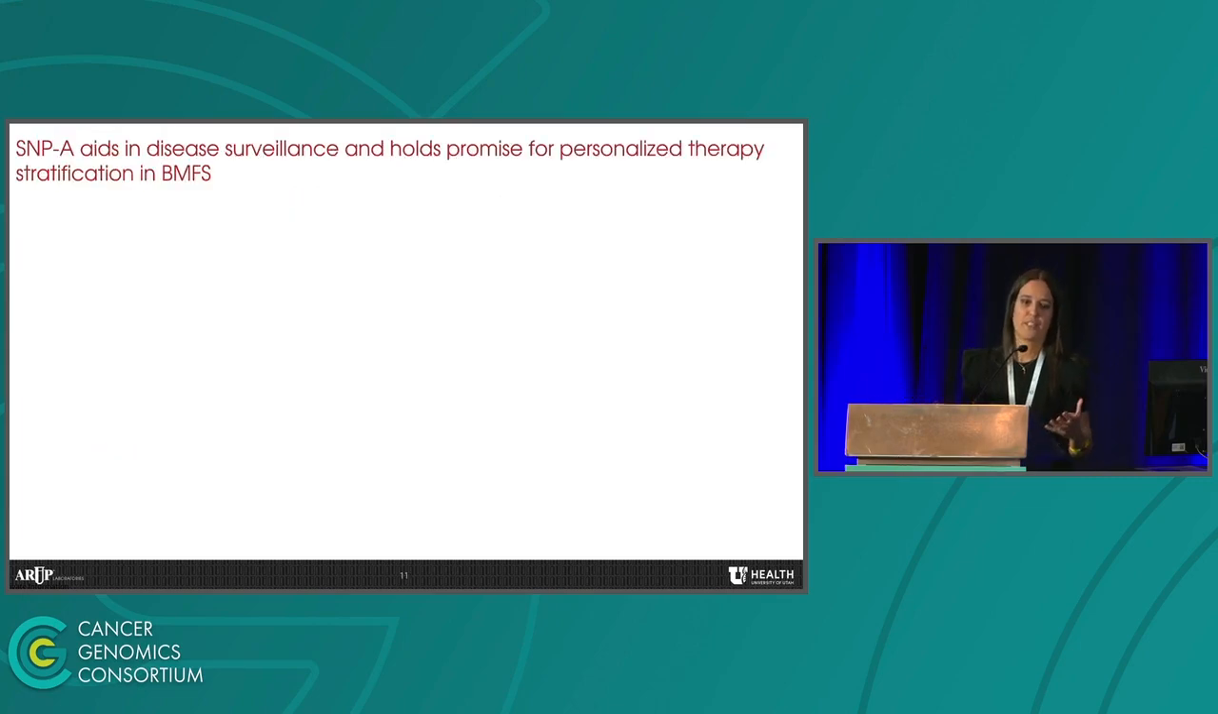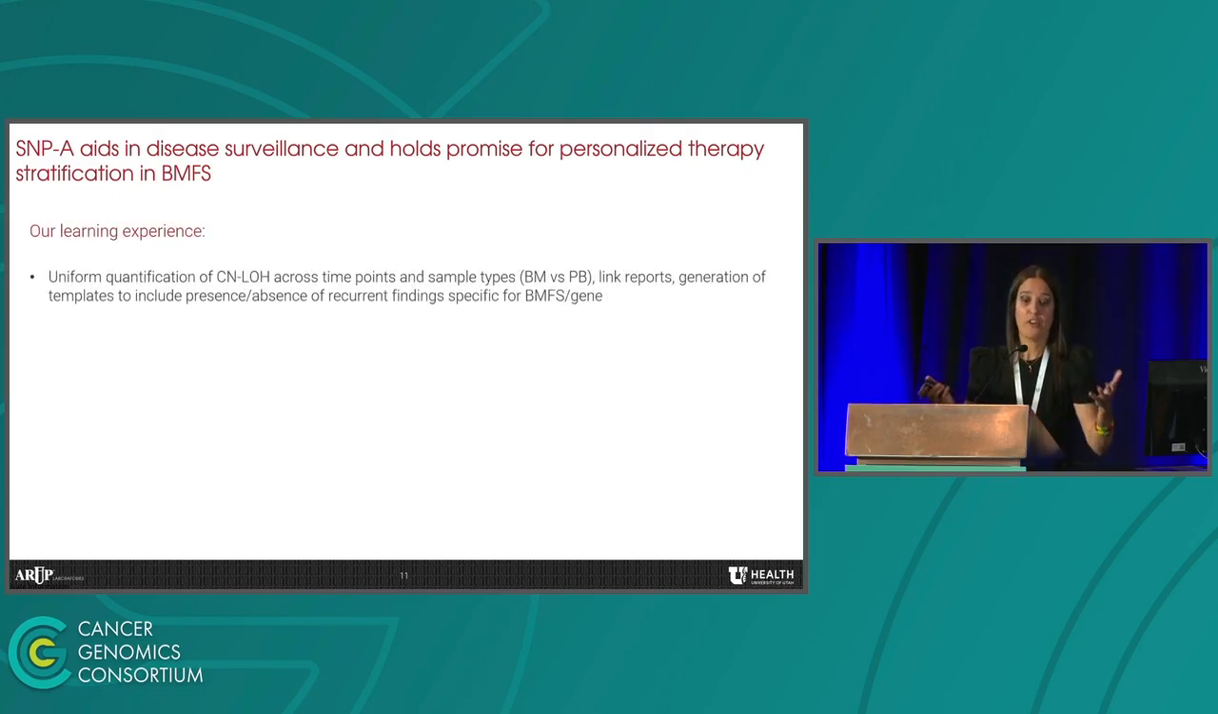So I hope that with this information, we were able to show you that we believe that SNP array can help in disease surveillance and holds promise for personalized therapy and stratification in bone marrow failure syndromes. Our learning experience has shown how to do a uniform quantification of CNLOH across different time points, different sample types, bone marrow versus peripheral blood, how to link reports, and how to generate templates to include the presence or absence of recurrent findings for a specific condition and gene.